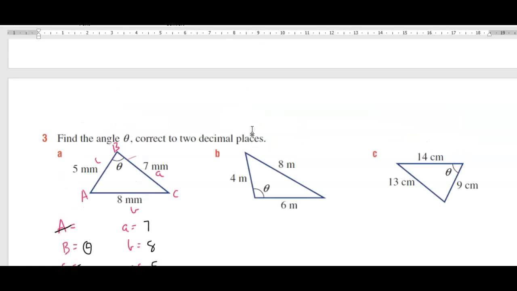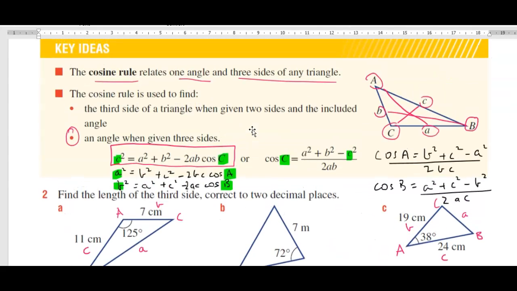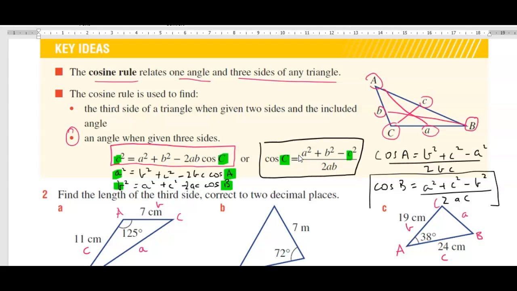All right, so when you're looking for an angle, we use this rule here. We've got one for the side length, which is on the left side, and this one here that I've just put a square around is the one you use when you're looking for an angle. Now I labeled my unknown angle with B, so I'm going to use this one here. Okay, so cos B equals A squared plus C squared minus B squared over 2AC.